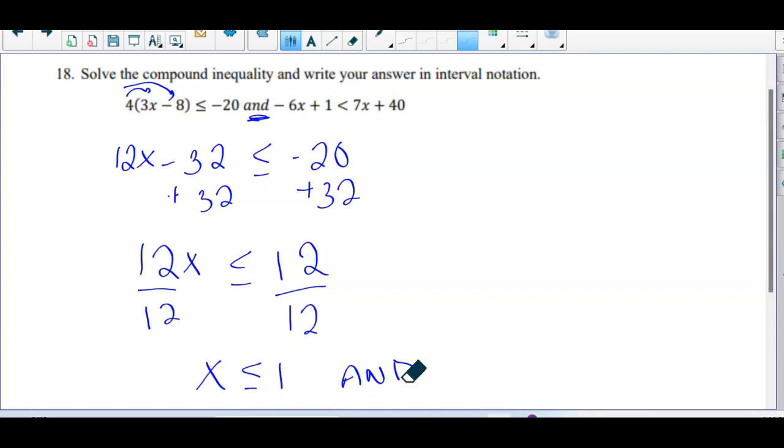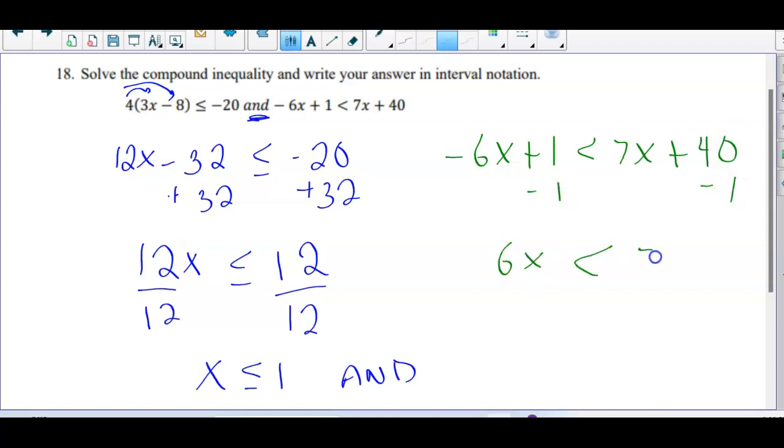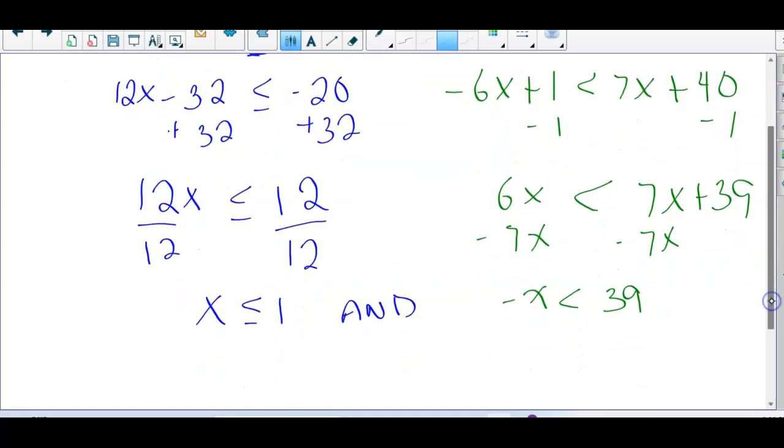And then I have to solve the other inequality. I think I'll do this one in green. All right, so I'm thinking I'm going to subtract 1. I'm going to get 6x less than 7x plus 39. And then I'm going to subtract 7x. That's going to give me negative x is less than 39. And then I have to divide by negative 1, which means I'm going to have to flip the sign. And we've got that. So we're looking for all the numbers that are greater than negative 39, but also less than 1.